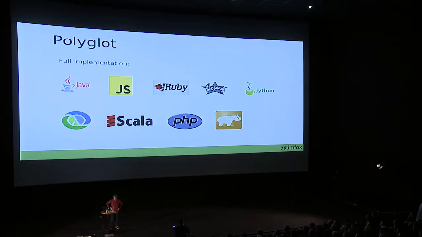Okay, so I mentioned polyglot. Right now we support all these languages: Java, JavaScript. We actually support three different JavaScript engines. We support the old Rhino engine, the new Nashorn engine from Oracle, and the Dyn.js engine, which is worked on by some people at Red Hat. Ruby, obviously, Groovy, Python, Clojure, Scala.